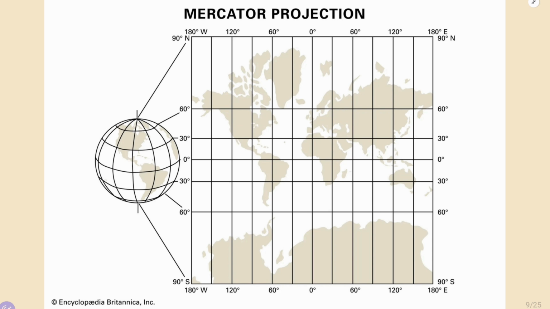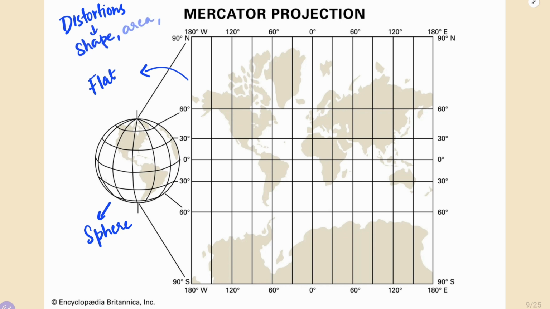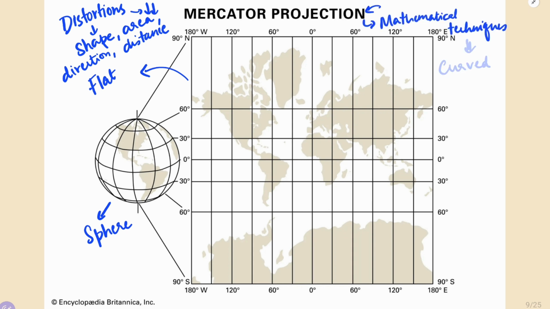But here's the tricky part. The Earth is a sphere, but a map is drawn on a flat surface. Flattening a 3D surface onto a 2D sheet always causes distortions either in shape, area, direction, or distance. To reduce these distortions, mapmakers use map projections, which are mathematical techniques to transfer the curved surface of the Earth onto a flat map.